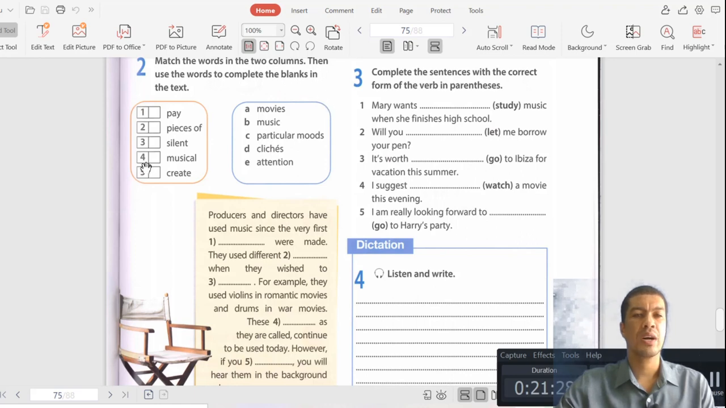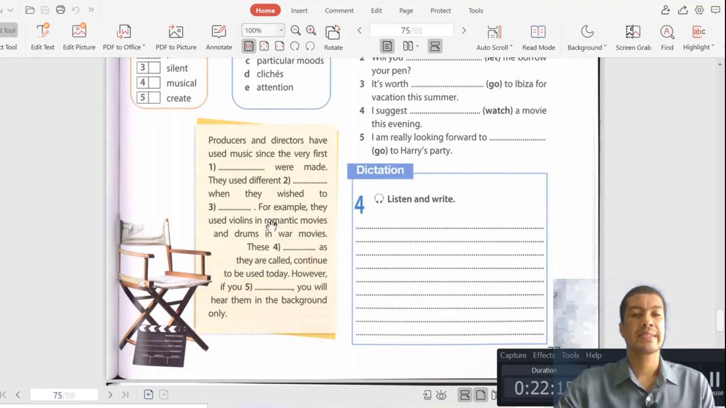Right, now moving on to our next part, we use these words to form sentences and complete the blanks in the text. Now, if we look at the first sentence, producers and directors have used music since the very first what? If you can remember, in the 1900s, we called them silent movies. So before silent movies were made, they used different what? The correct answer is pieces of music. When they wished to do what? So they use different pieces of music when they wish to create a particular mood.